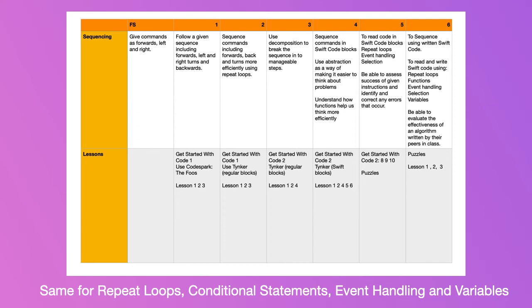Here is our progression for children's skills in sequencing, and we have the same progression for repeat loops, conditional statements, event handling, and in Year 5 and 6, we teach children about variables. The skills that you can see listed across foundation through to Year 6 in that sequencing row, they are lifted straight out of the teacher guides from Get Started with Code 1, 2, and Puzzles.